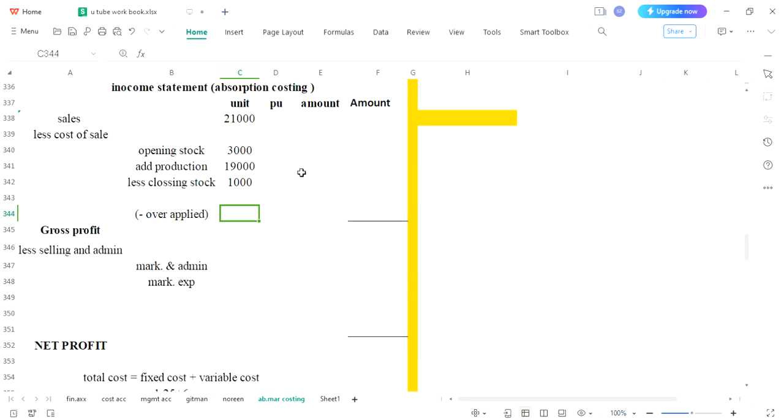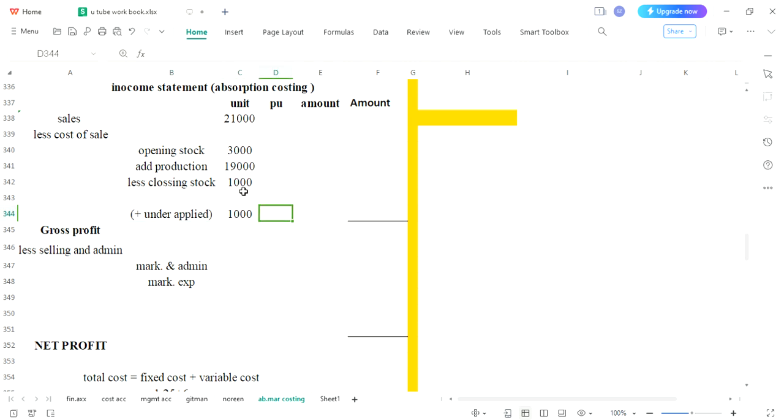In the third month we have produced only 19,000. 20,000 was your standard production and you have produced only 19,000. So what does that mean? You have produced fewer units. So it means it is under applied in this month, opposite to the previous part, and the sign of under applied is always add. The unit section is completed.